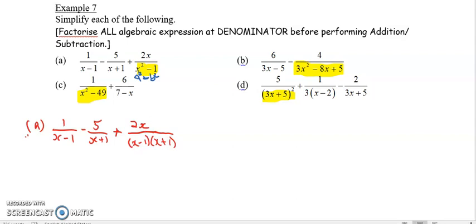Now if we look at these 3 fractions, the first fraction's denominator is short of x plus 1, so we multiply this by x plus 1. And the second fraction is short of x minus 1, so we multiply it by x minus 1. After this step, write it out. You can see that all 3 fractions will have the same denominator.